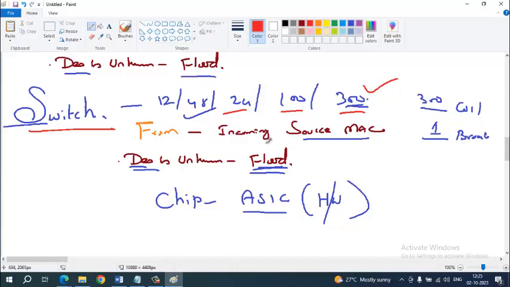Same like a bridge, a switch also has n number of collision domains, where n stands for the number of ports. If I have a 24 port switch, then I have 24 collision domains. All right. 48 port switch, 48 collision domains, but only one broadcast domain. Now let's go to the next device called router.